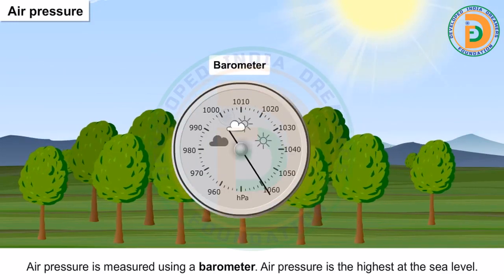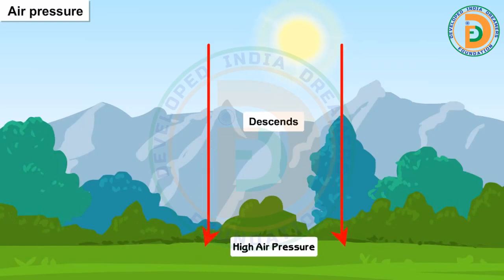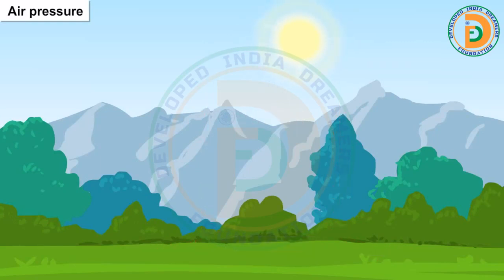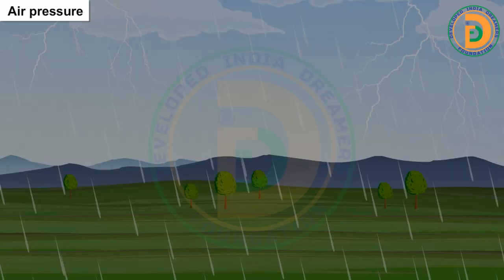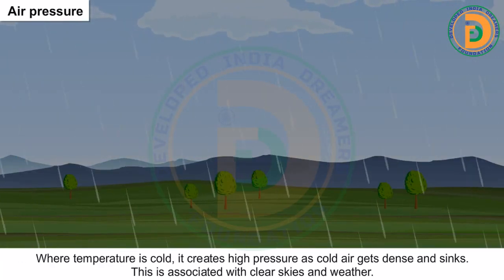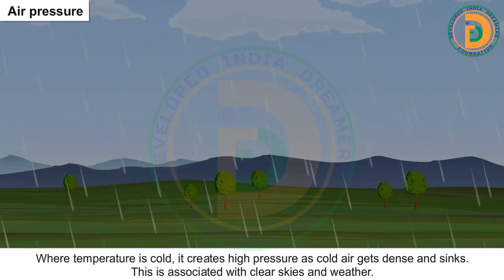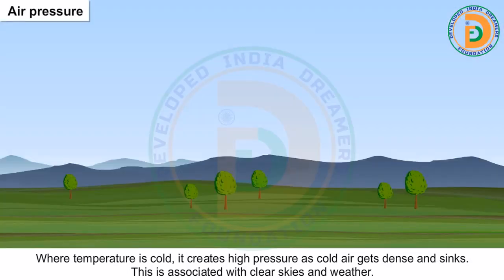Air pressure is the highest at the sea level. It keeps decreasing as we go up in the atmosphere. In areas where the temperature is high, the air rises and creates a low pressure there. This creates conditions of cloudy skies and wet weather. Where temperature is cold, it creates high pressure as cold air gets dense and sinks. This is associated with clear skies and weather.